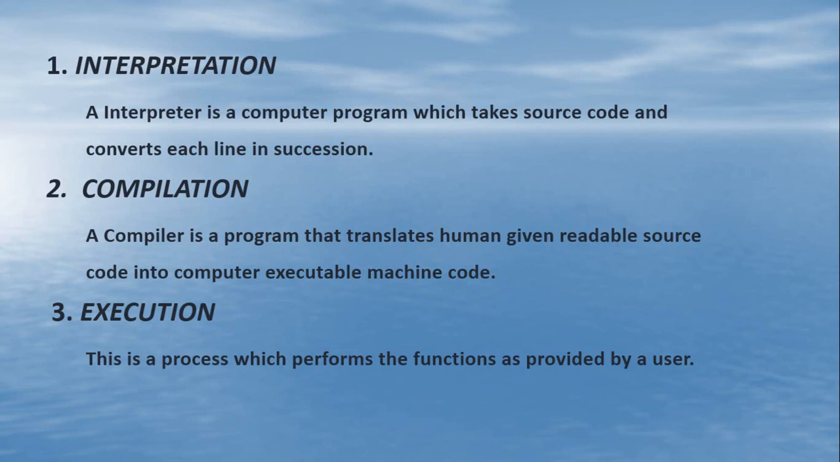Here I will also tell you that the compiler is only a program which cannot fix our programs. If we make a mistake, it will point it out. We will have to correct the syntax, otherwise it will not compile. The third step is execution. This is a process which performs the functions as provided by the user. It will run our program.